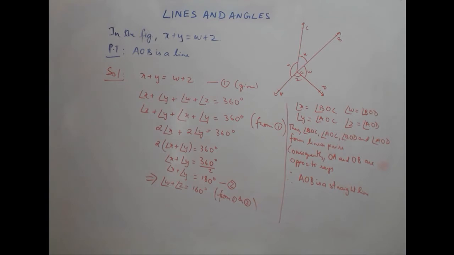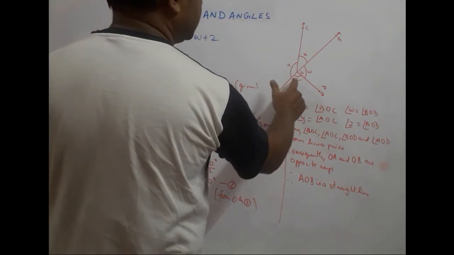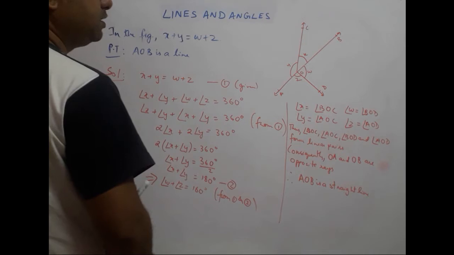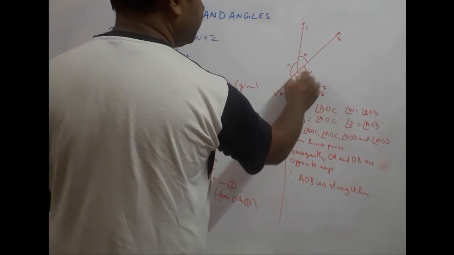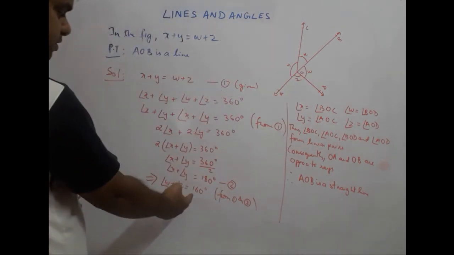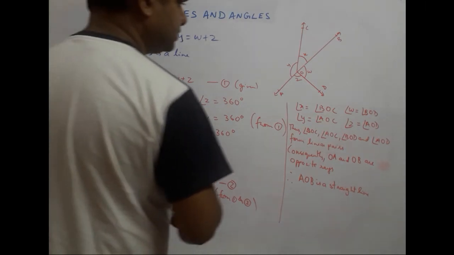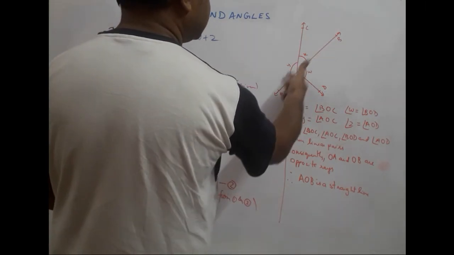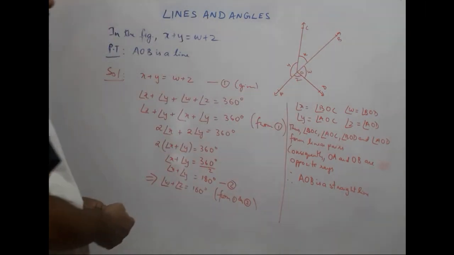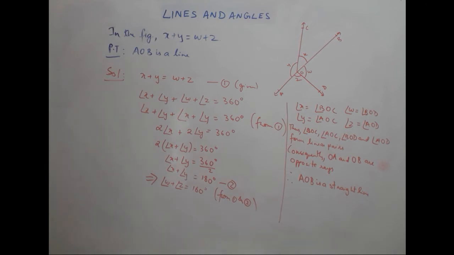So all we have to do is prove that these angles are linear pairs. Okay, we know that these angles are linear pairs because of the solving of this problem. We got the sum equal to 180 degrees. Thus we could say that this is a straight line. AOB is a straight line. Let's move to the next problem.